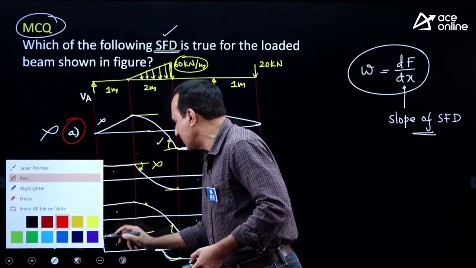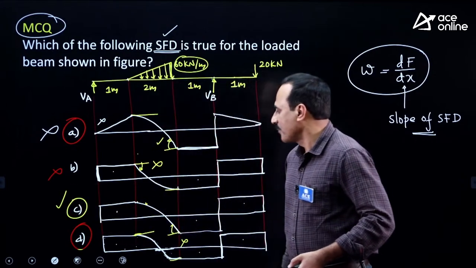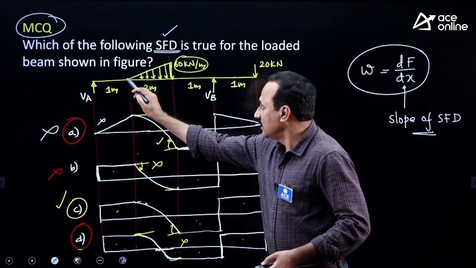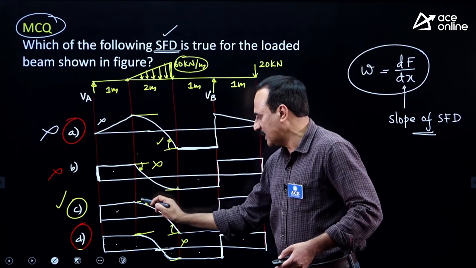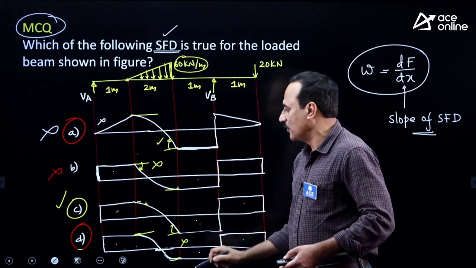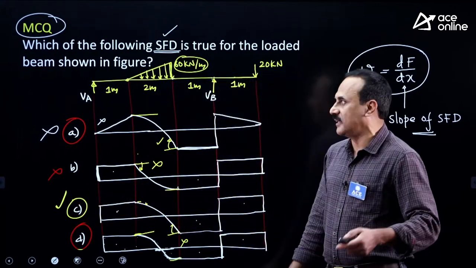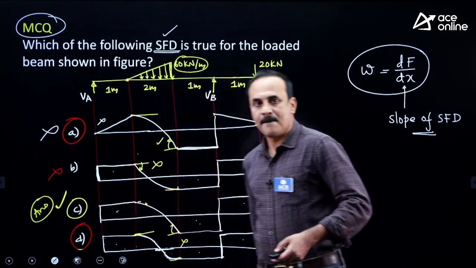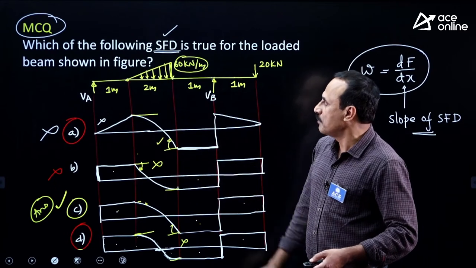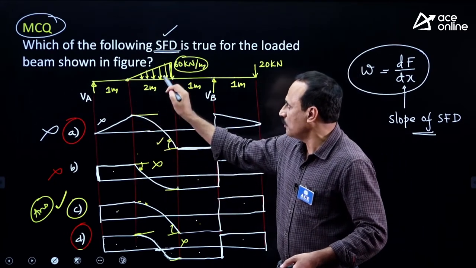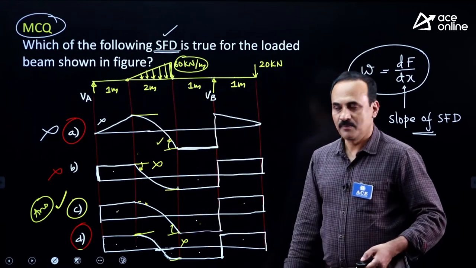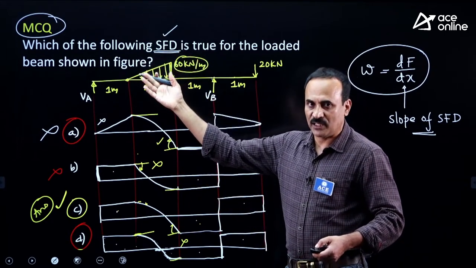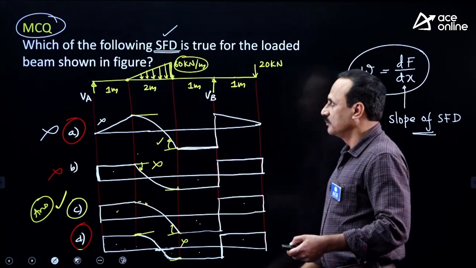The only option available with us is this, this is the right option. So uniform, again we'll check it. Zero rate of loading, zero slope, slightly it is increasing. And here high slope, high rate of loading. So the only option available with us is option C. So by process of elimination, you can pick up the answer. Zero rate of loading, zero slope. High rate of loading, high slope. Answer is option C. This may be possible as a multiple choice question in ESE prelims also.